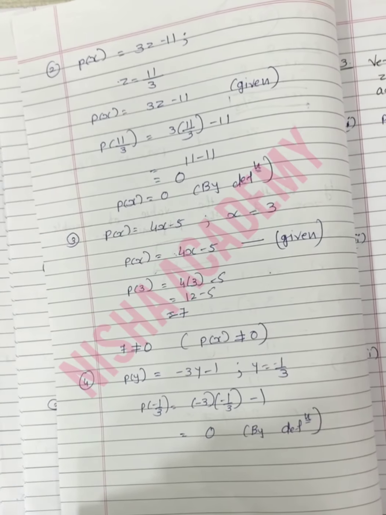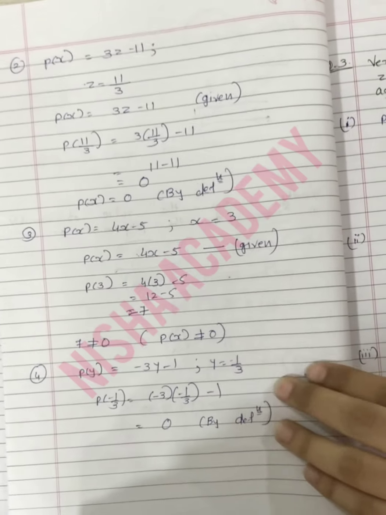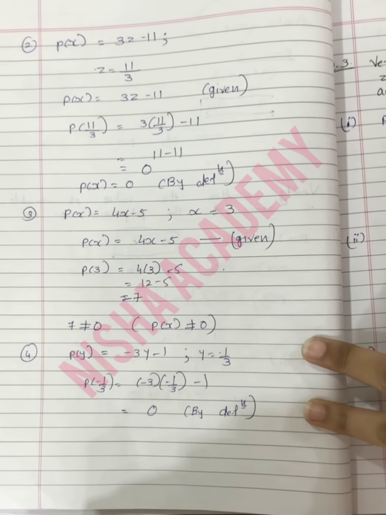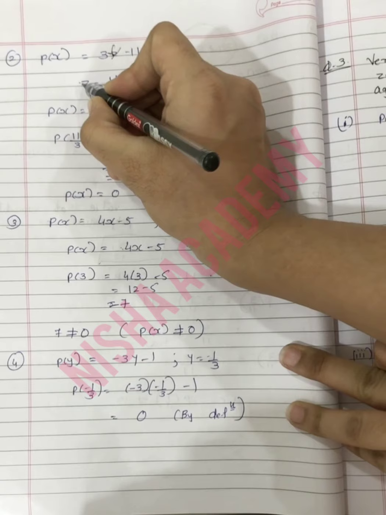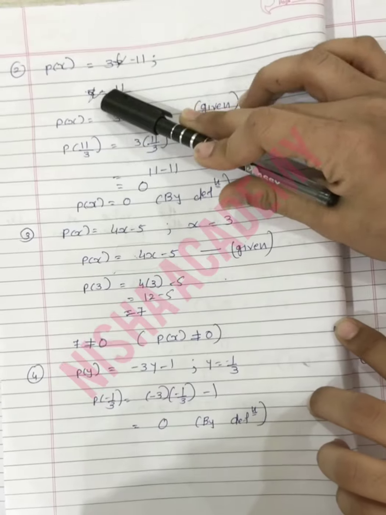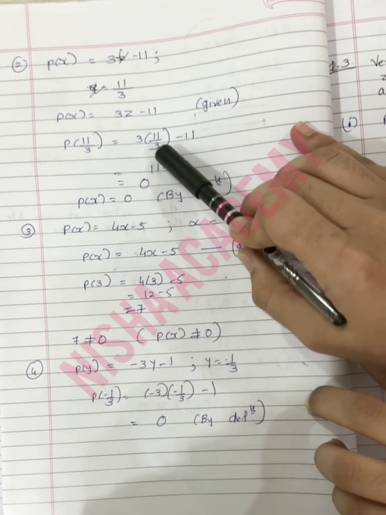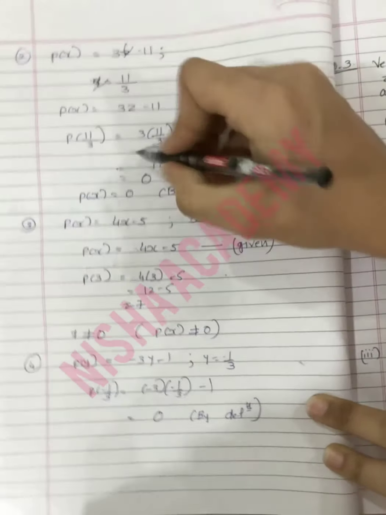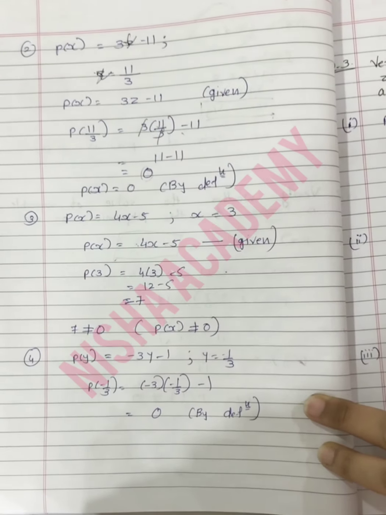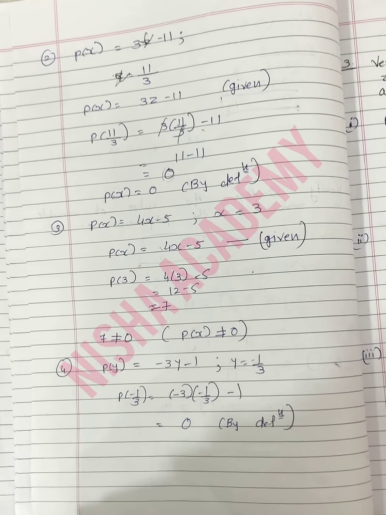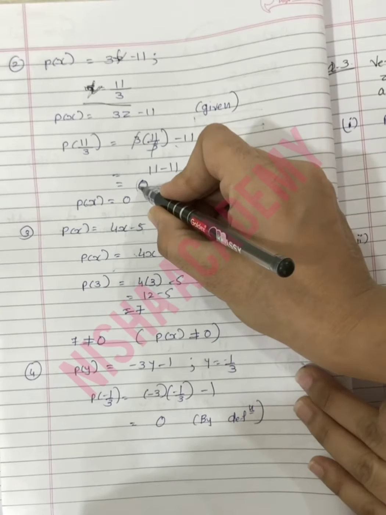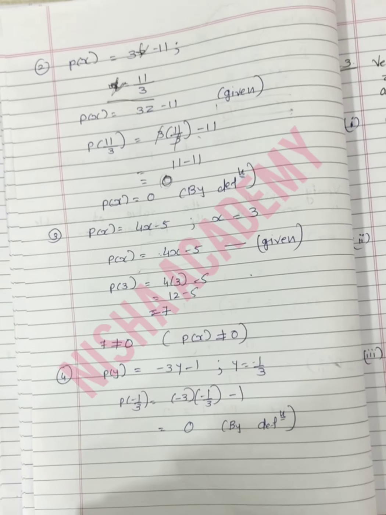Now take another example, p of x equal to 3x minus 11. You are given x equal to 11 by 3. So just put 11 by 3 in place of x. So 3 times 11 by 3 minus 11. 3 is gone, so 11 minus 11, we have got 0. So p of x equal to 0 by definition. So yes, here x equal to 11 by 3 is a zero of your polynomial. Why? Because we got p of x equal to 0.